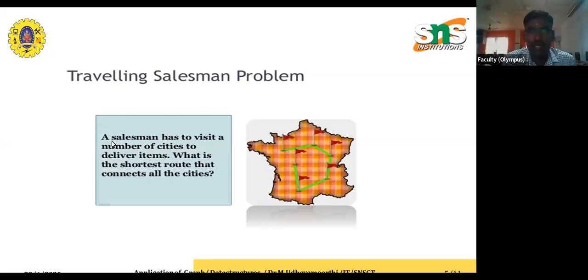The next one, the airline network. The graph theory is mainly used in the concept of flight networks or airline networks. It is used to connect a countless number of cities, and it supports the most efficient way for travel.